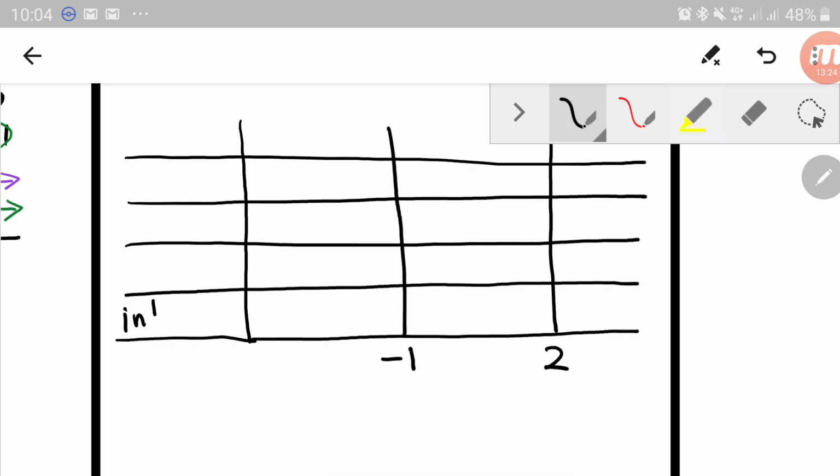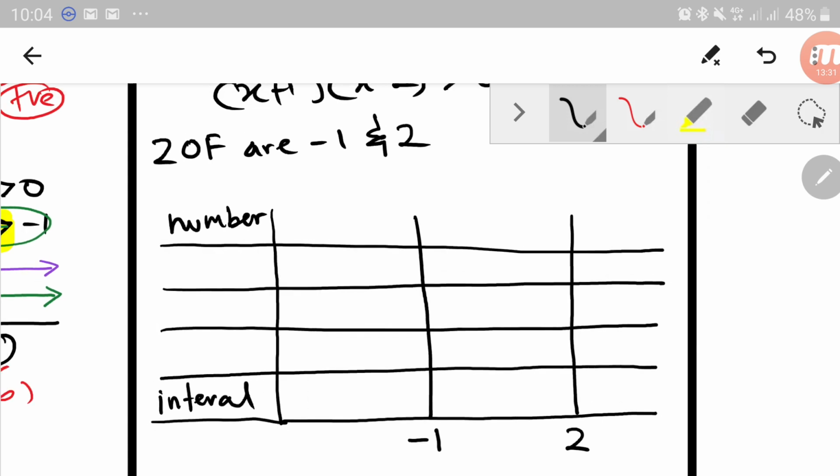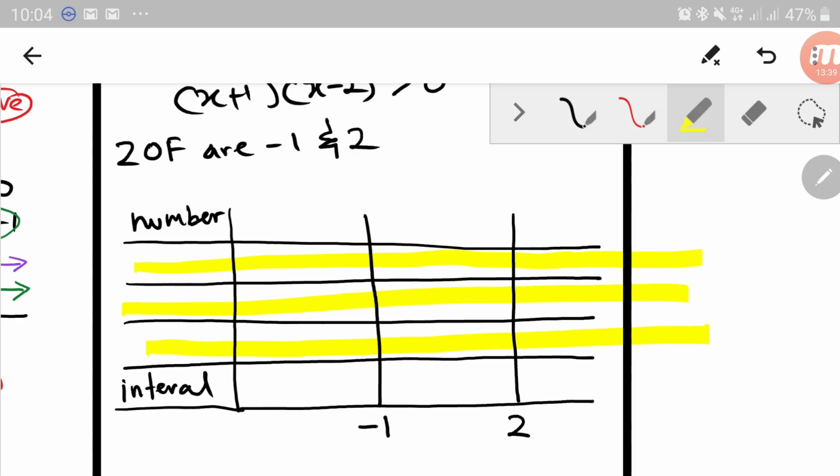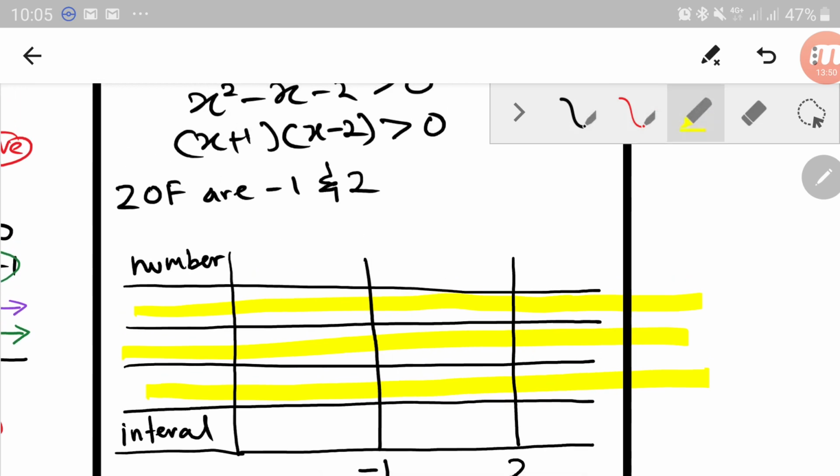After that, we need to come up with the interval and number. How to know how many rows we need to leave over here? As you know, I already drew the table. So how to know? It's easy. Just look at how many factors we have.